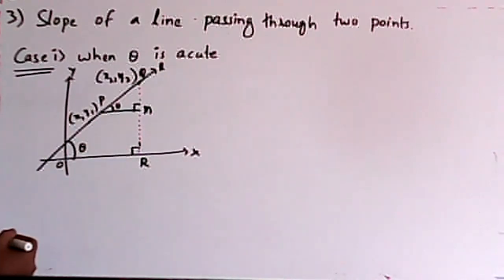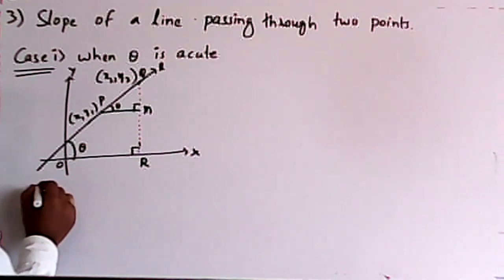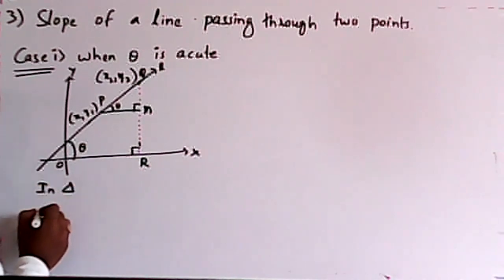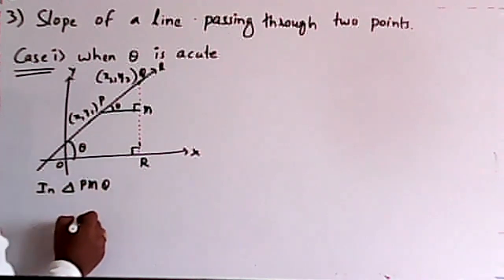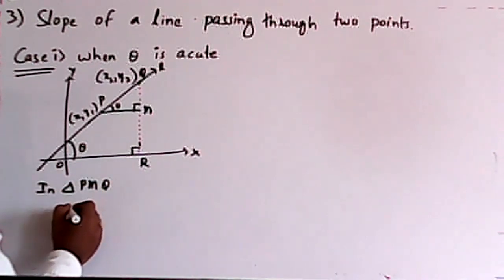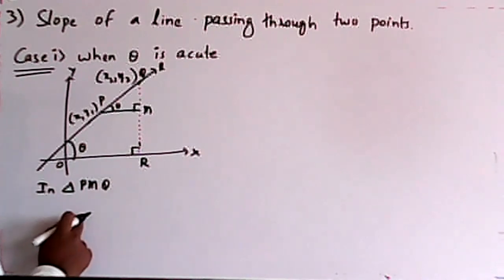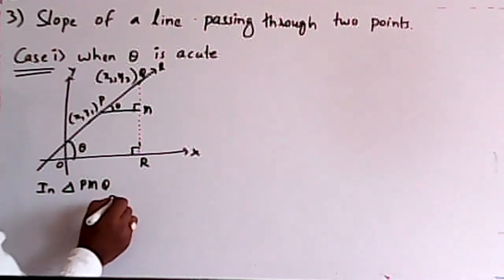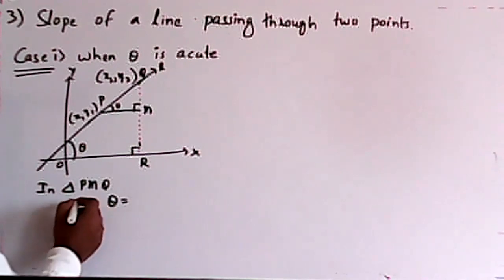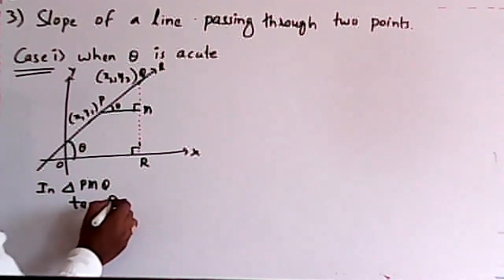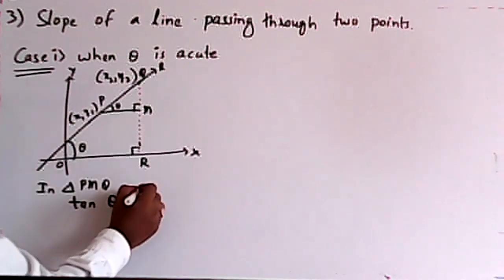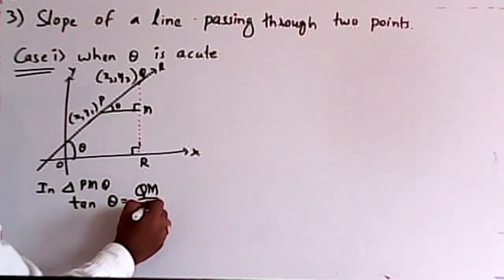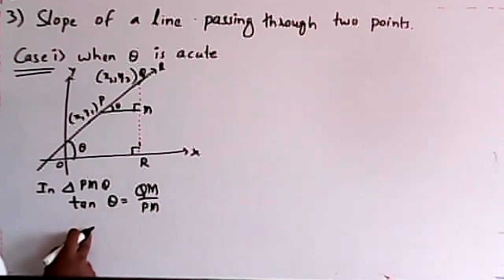Let us see in triangle PMQ. So tan theta is equal to opposite by adjacent side. Opposite is QM. Adjacent is PM. But QM means what?